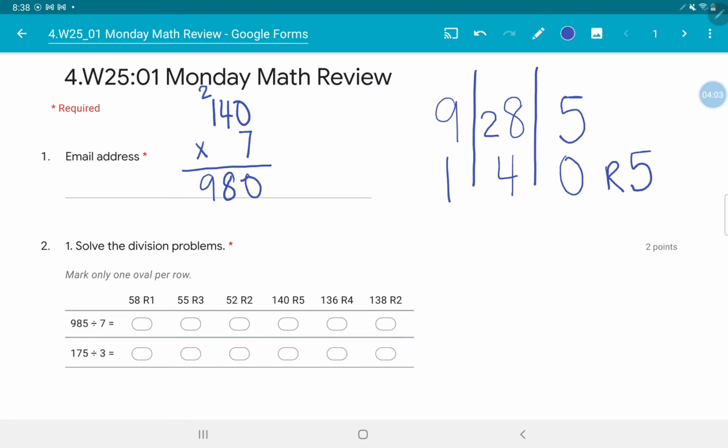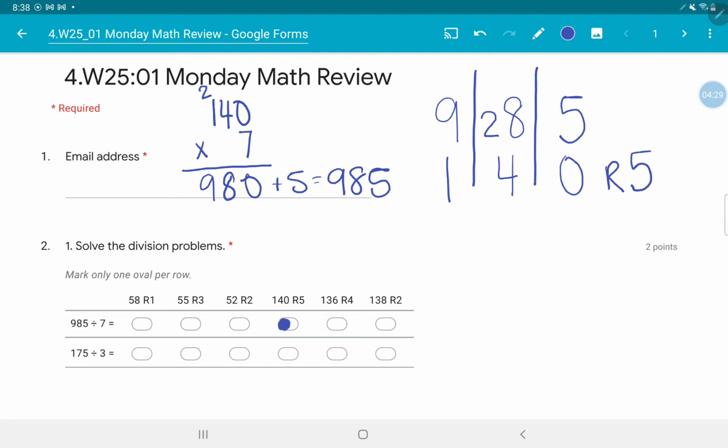Add the remainder. I have to add my remainder. So if I add 5, that's 985. And that gets me the 985 I had to begin with. So our problem checks out. The correct answer is 140 with a remainder of 5.